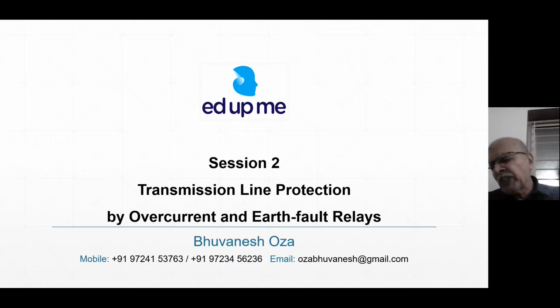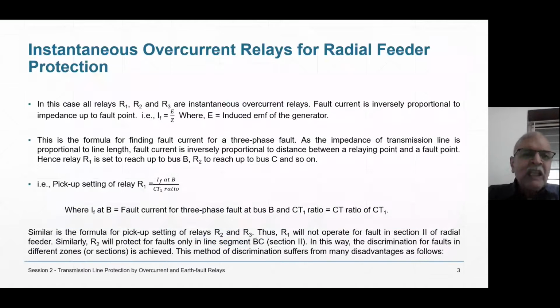So we have taken a 3-section radial feeder, and in that 3-section radial feeder, R1, R2, R3 relays were there. I told you that R1 is not a single relay. There are 4 relays, 3 for 3 phases and 1 for ground, that is for earth fault. So how do we discriminate for fault location? So we see first the instantaneous overcurrent relays for radial feeder protection.